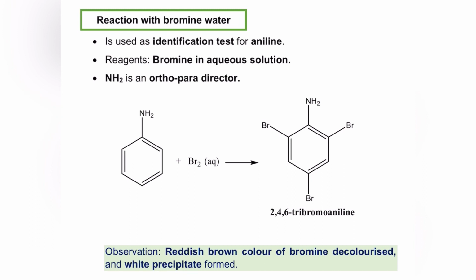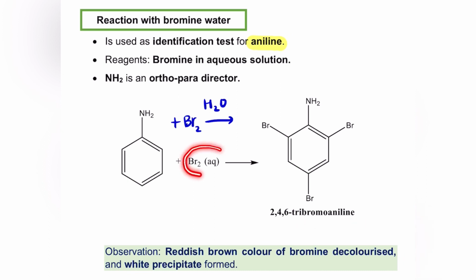Next, kita go for reaction of amine with bromine water. Amine yang digunakan dalam case ini is specifically for aniline sahaja. Aniline adalah aromatic amine. So this is our aniline. And then kita react dengan bromine in aqueous solution. Awak juga boleh tulis sebagai plus Br2, above the arrow adalah H2O, tak ada masalah. And then you will form 2,4,6-tribromoaniline.